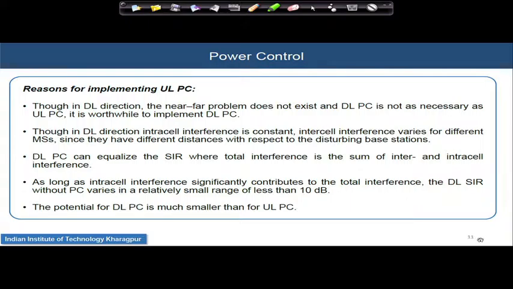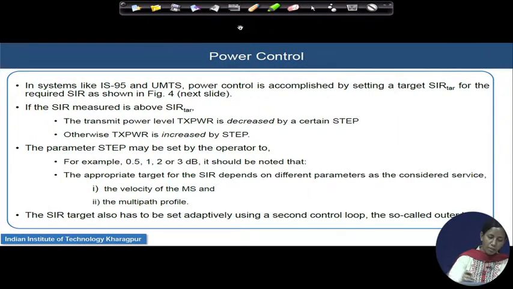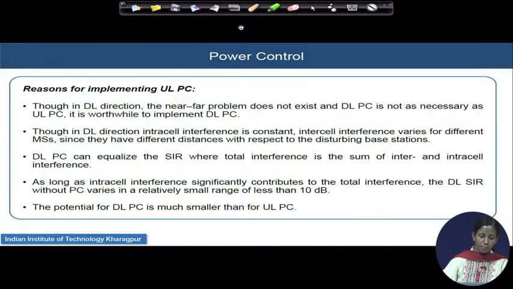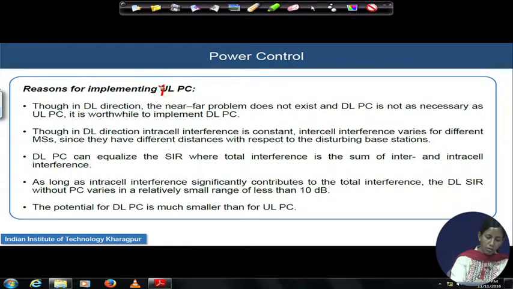So, now these are the reasons for implementing power control in downlink. This is not uplink; this is now the reason for downlink. Already we have covered the uplink situation. So, in the downlink the situation is not as critical as the uplink, because the near-far problem is not there. In the downlink you are going from the base station to the mobile station, so there is no near-far problem kind of stuff.